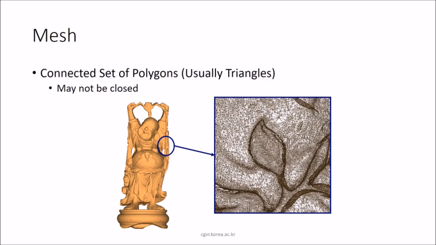First is your mesh. What is a mesh? Meshes are nothing but a collected set of polygons. You have various triangles, as I said, and these are connected. These are triangles.